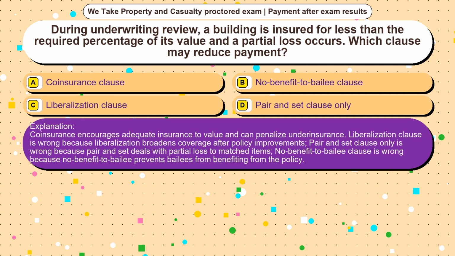Coinsurance encourages adequate insurance to value and can penalize underinsurance. Liberalization clause is wrong because liberalization broadens coverage after policy improvements. Pair and set clause only is wrong because pair and set deals with partial loss to matched items. No benefit to Bailey clause is wrong because no benefit to Bailey prevents bailees from benefiting from the policy.